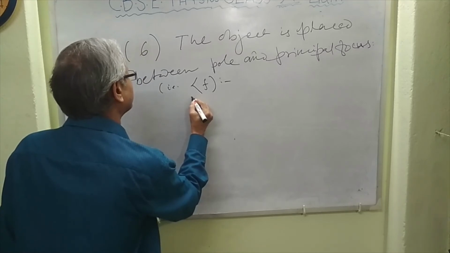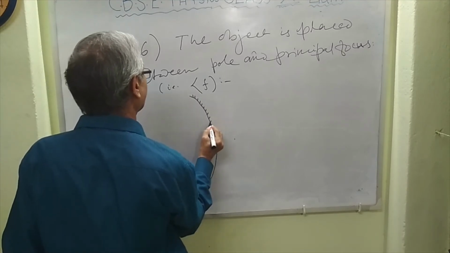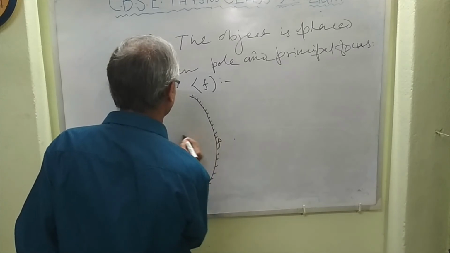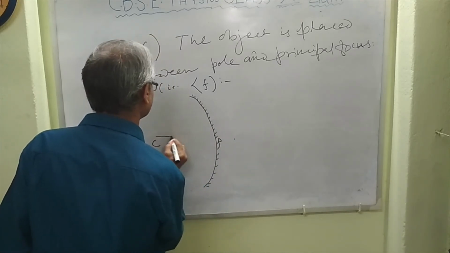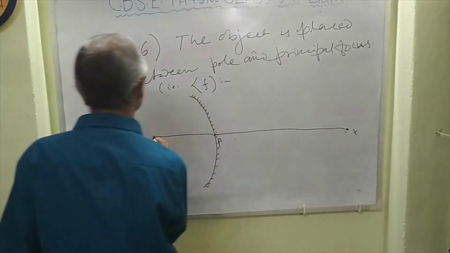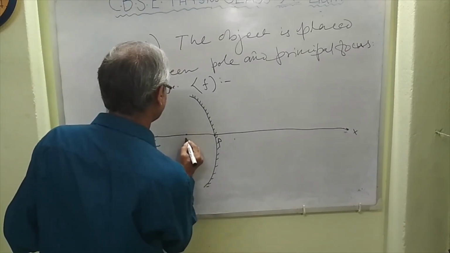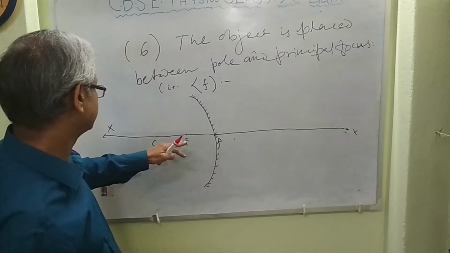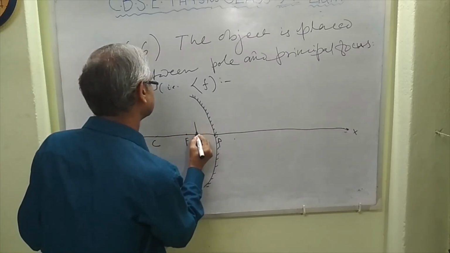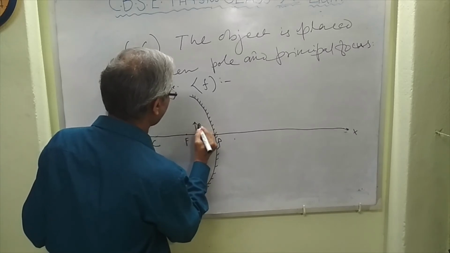Now see, we draw a ray diagram for the image formation by a concave mirror. Here it is a concave mirror. This is the pole, this is the center of curvature, this is the principal axis x prime, and this is the focus. We keep an object located between P and F. This is the object. The object is taken as OQ.